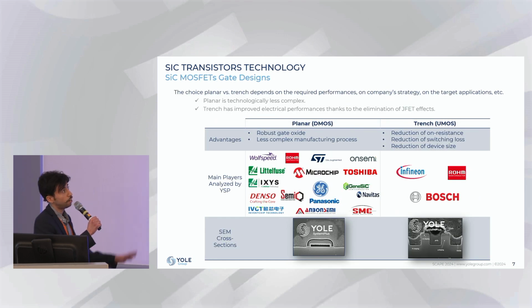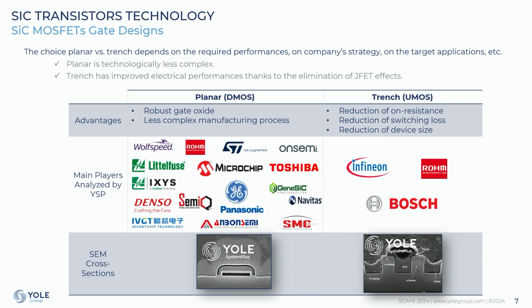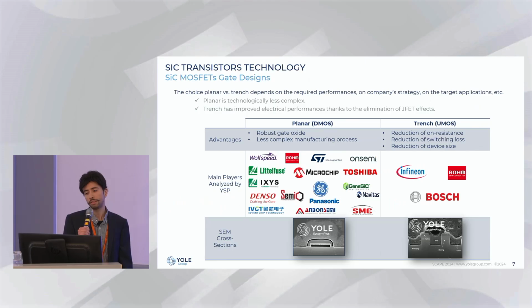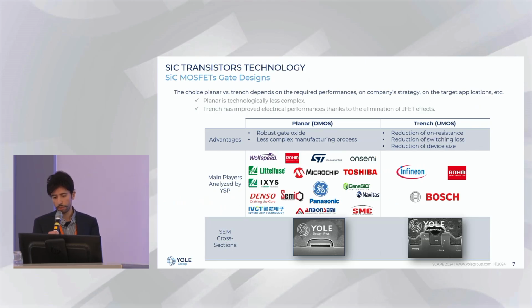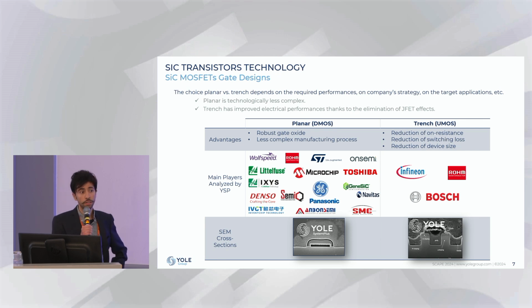So these players, of course, are adopting two different technology designs concerning their gate designs. As we all know, we have planar gate technology and trench gate technology. The majority of players are adopting planar gate technology, mainly because of the less complex manufacturing process. A few of the players also adopt trench gate technology, but some players are also announcing that for their future and next generations they will adopt trench, mainly for different advantages, such as the reduction of the die size with such technology.